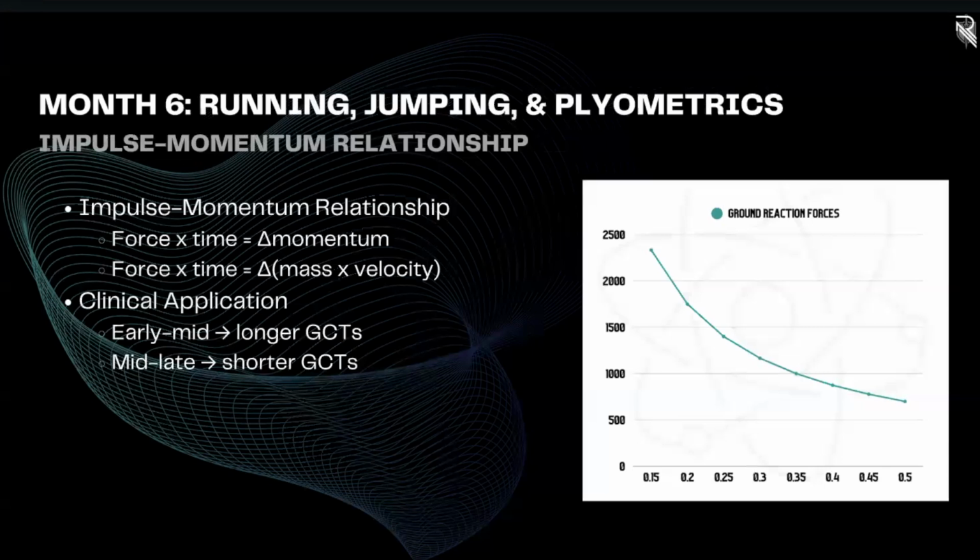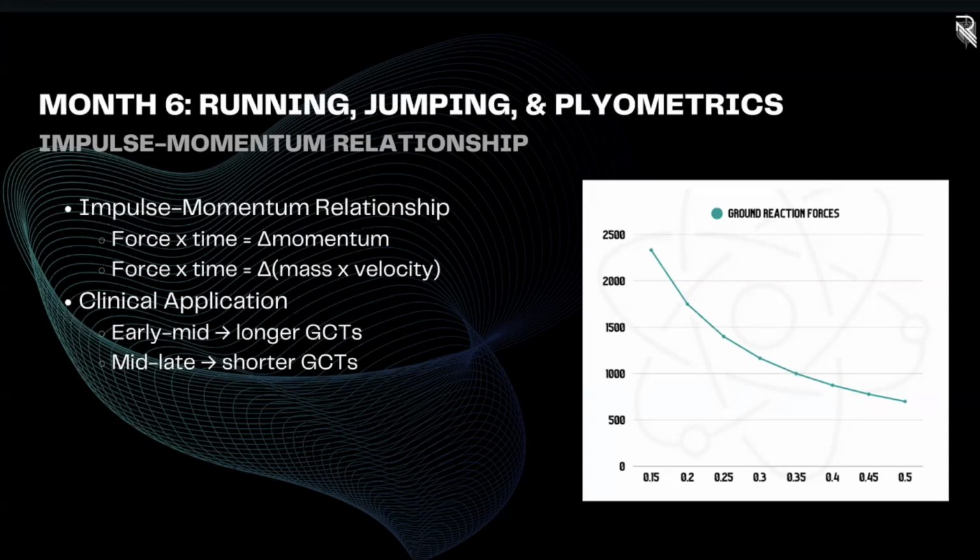So for month 6, we're going to apply the impulse momentum relationship, which states that force multiplied by time equals a change in momentum, where momentum is mass times velocity. In most athletic contexts, since mass remains constant, the equation becomes more about changing velocity. This concept is especially relevant as we begin to progress jump training and plyometrics.